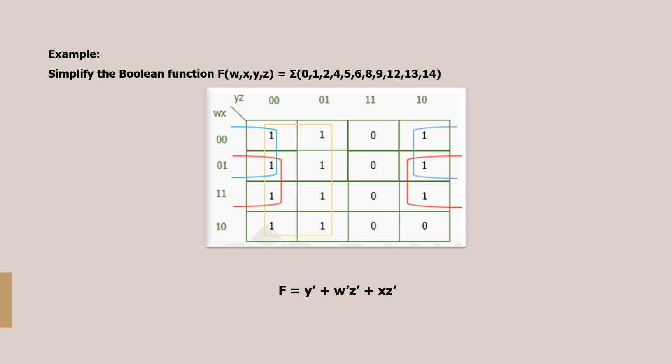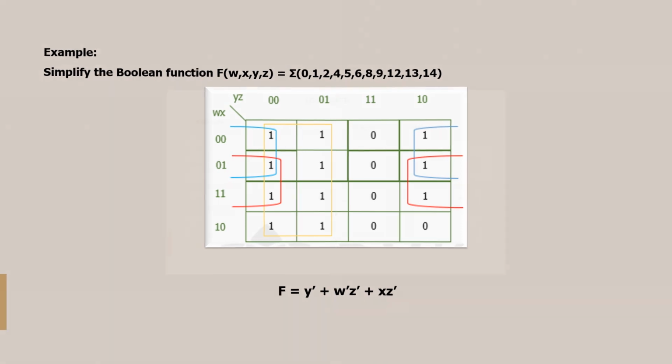So how to do this problem is, for the given minterms, first write 1 in those minterms and then make groups with the highest number of grouping. Then finally write the Boolean expression. So this is the procedure to follow for the K-map.